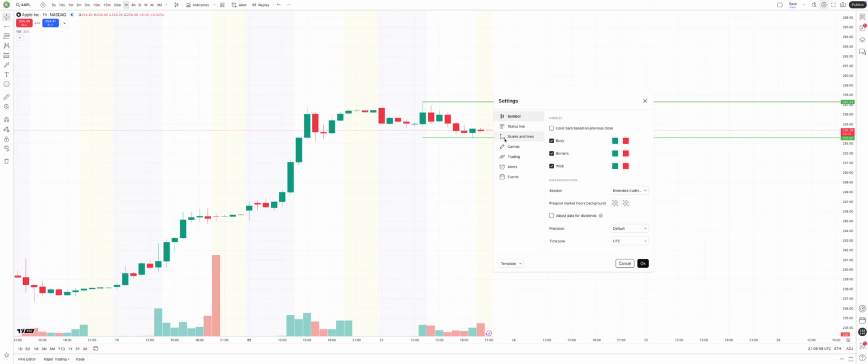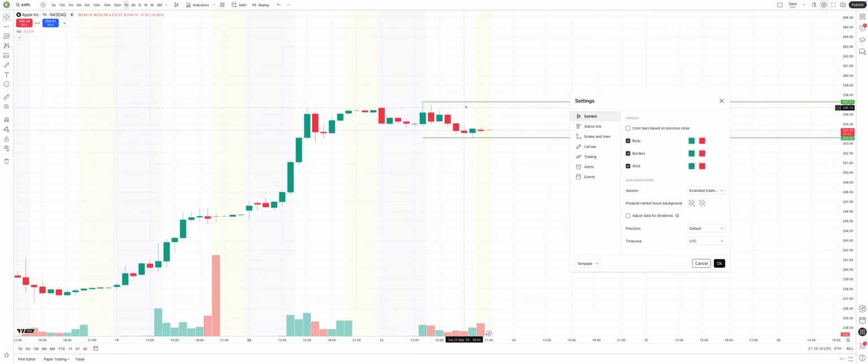So you can actually see extended hours from 4 a.m. to 9:30 a.m., which would be the purple one in this case, and then post-market, which would be 4:30 p.m. to 8 p.m. Cool. For my chart, I actually just keep it simple. I don't actually have backgrounds.